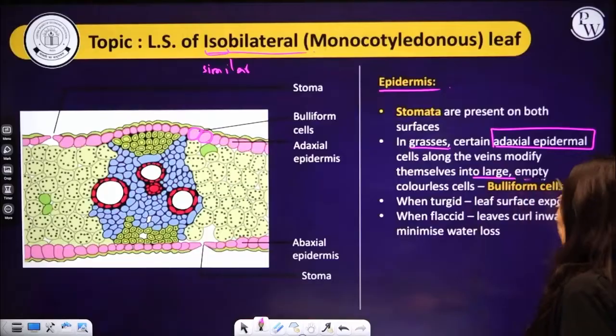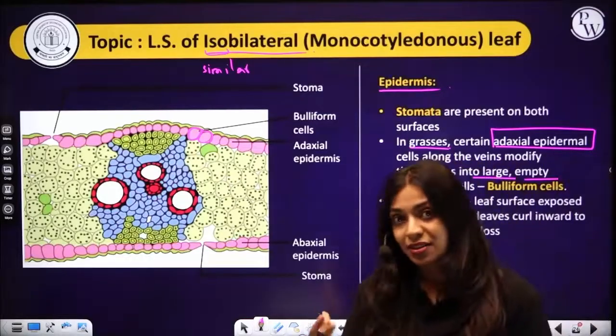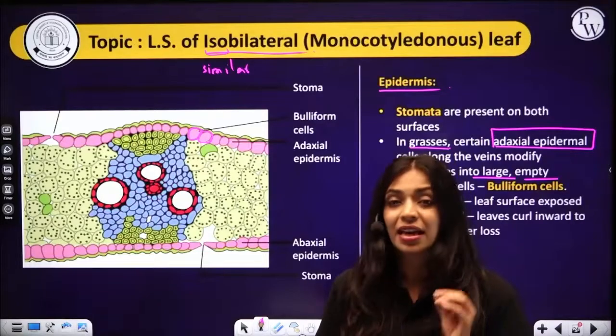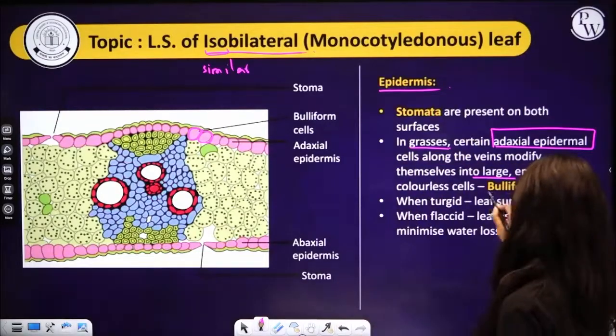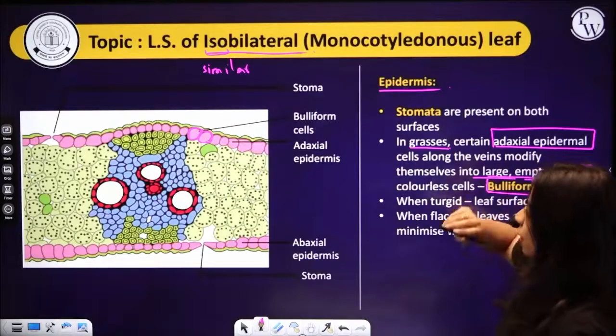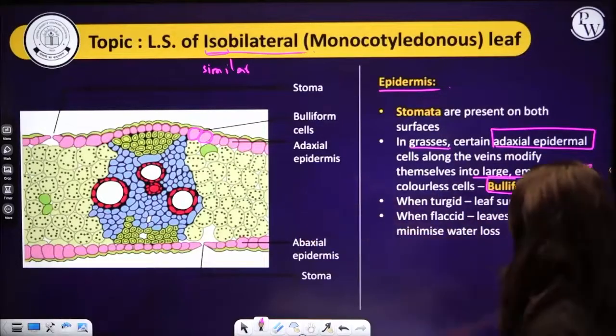They become very large and empty. Compared to the other cells, they become larger in size, they become empty and they become colorless. Such cells are called bulliform cells. This is one important thing that you will have to remember with respect to the section of an isobilateral leaf.